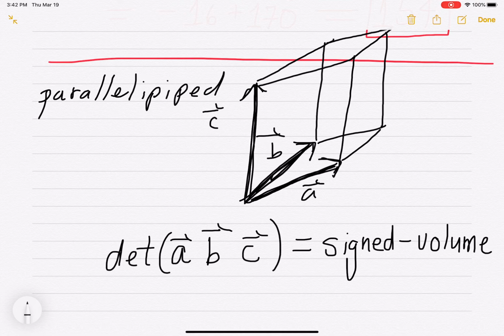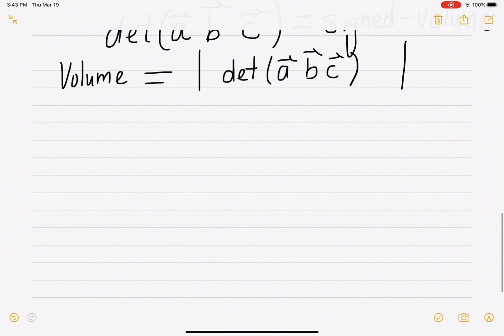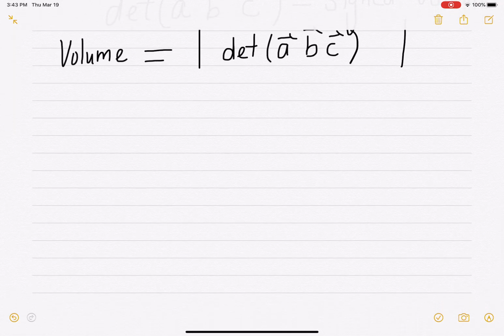the vectors. So if you actually want the actual volume, the volume of the parallelepiped, you take what's called the absolute value of the determinant. The absolute value of the determinant of that matrix. Yeah. So just a matter of notation. You'll see that in your book.